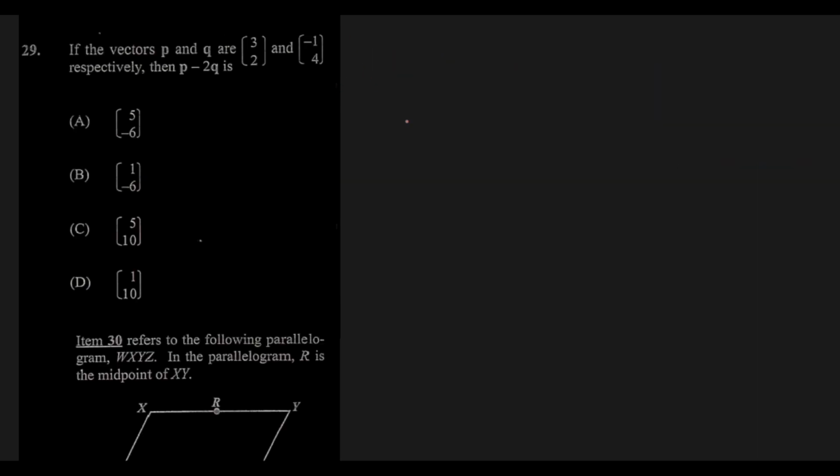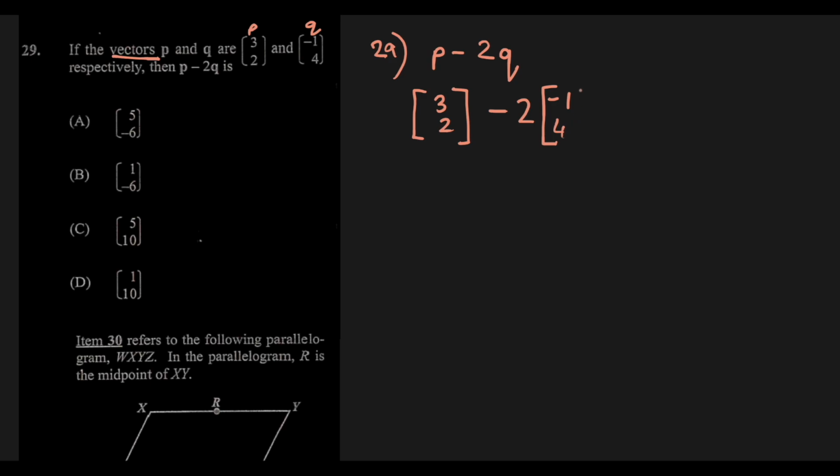Alright, so for this particular question now, 29, these are vectors. If the vectors P and Q are (3, 2) and (-1, 4) respectively, meaning in that order, so that means this is P and this is Q. Then P minus 2Q, okay? So we need to figure out what that is. So P is (3, 2), and we are subtracting 2 times Q. So Q is (-1, 4).